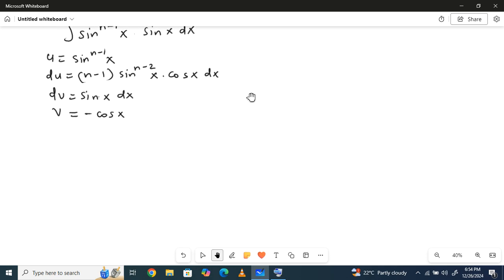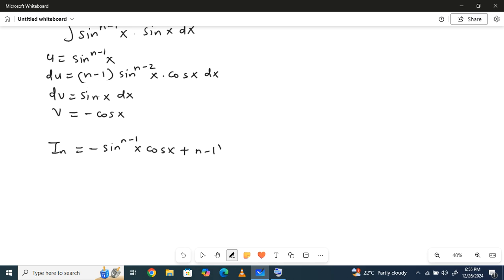So we are going to have uv, minus the integral of v du. Uv is minus sine n minus 1 x cos x, minus the integral of v du. But our v has a negative, and we have a negative on the other side, so it's going to be a plus.